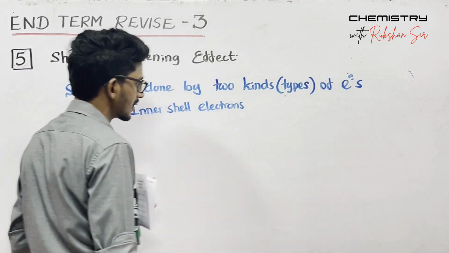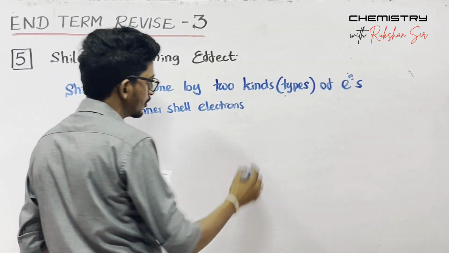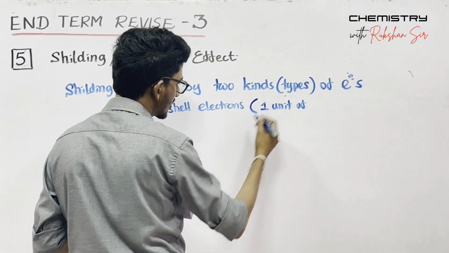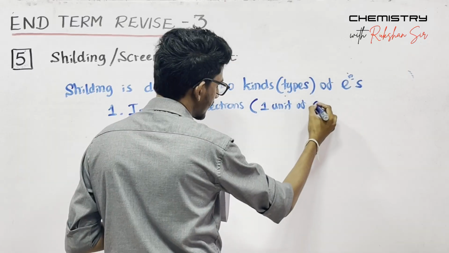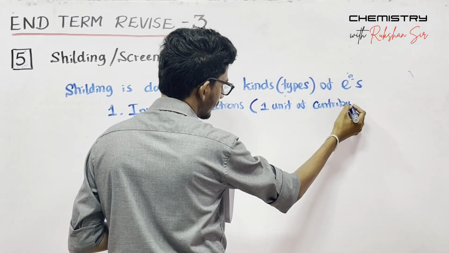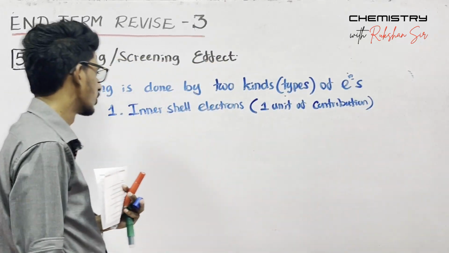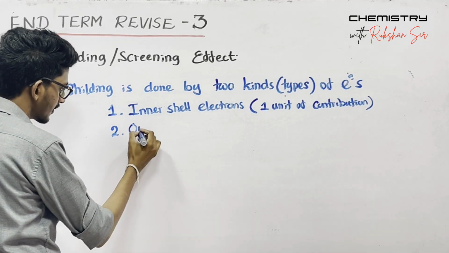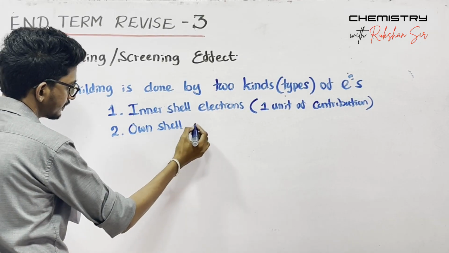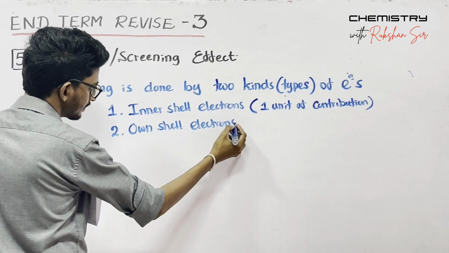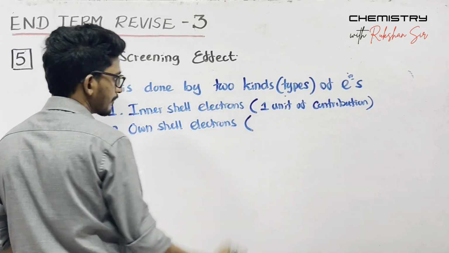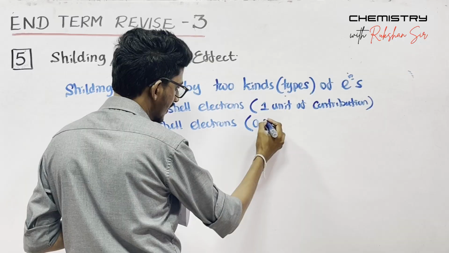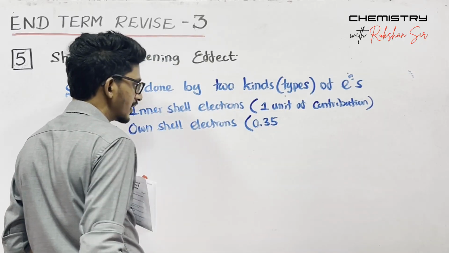So we say the contribution is actually 1 unit of contribution. Greater contribution there from the inner electrons. But not only those, but also the own shell electrons. Basically, the contribution is a bit smaller than the inner electrons, but there is a contribution for the shielding from the own shell electrons as well.